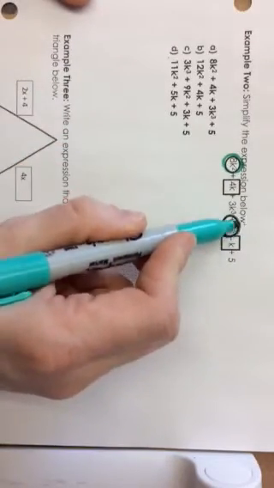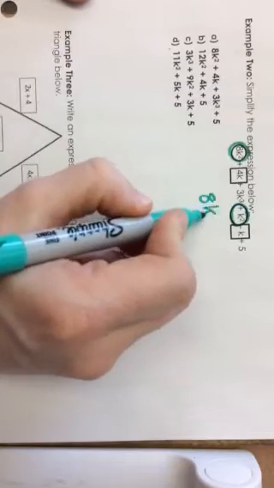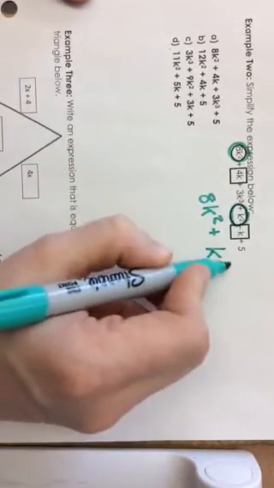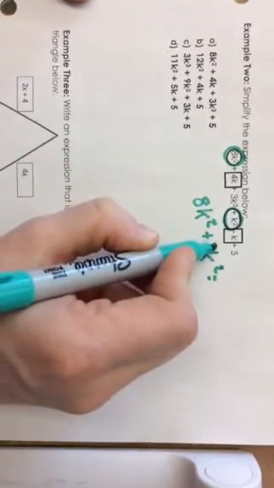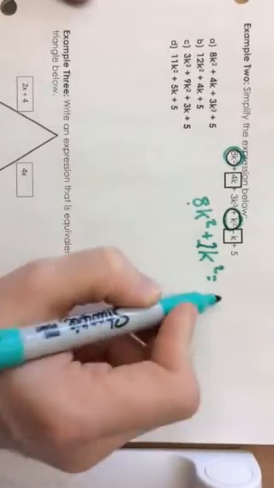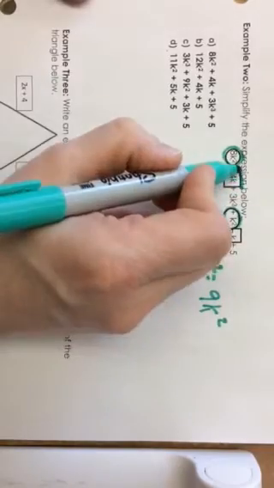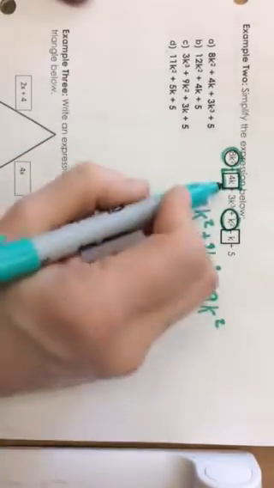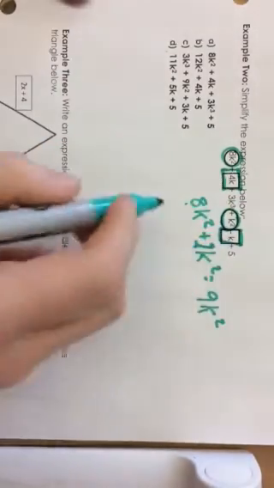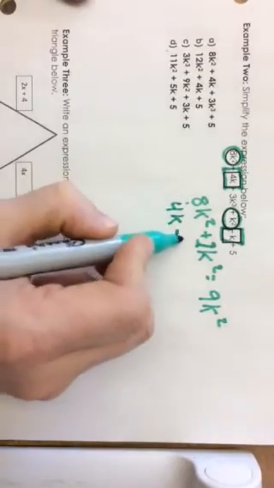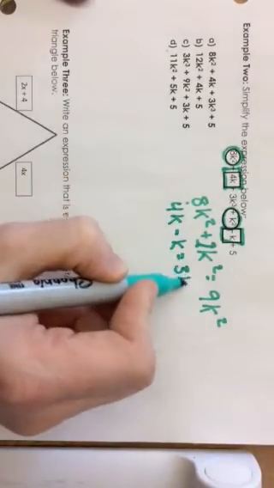You do right here. 8k squared plus k squared. Remember, that means you have a 1 in front. So you're doing 8 plus 1. Get 9k squared. Square the next term. I see another k over here, but it's a subtraction. So we're going to do 4k minus k to get 3k.